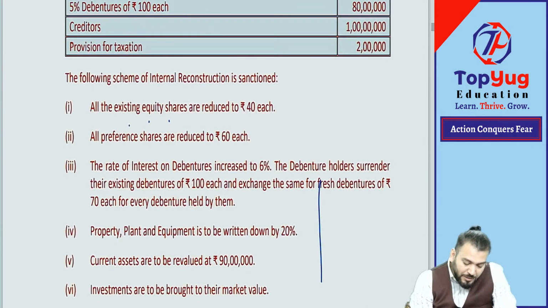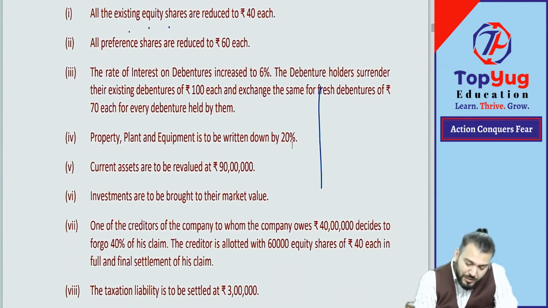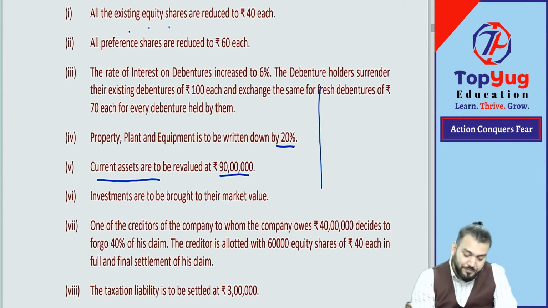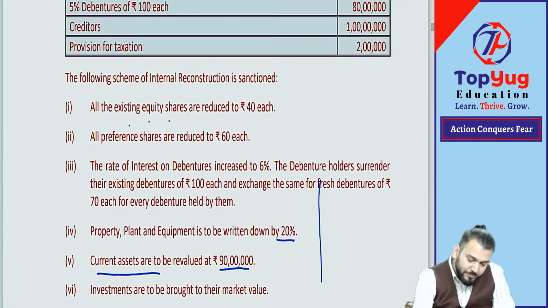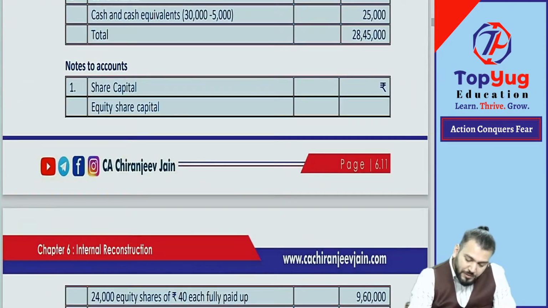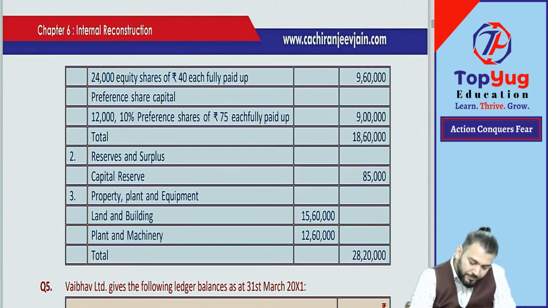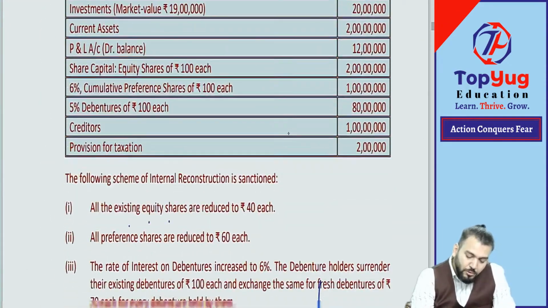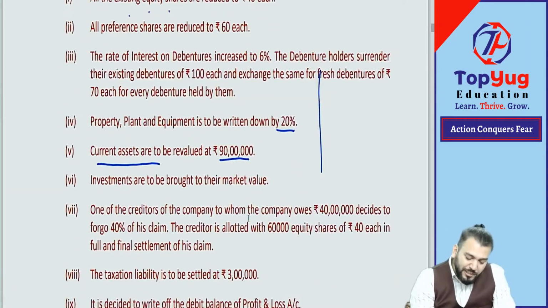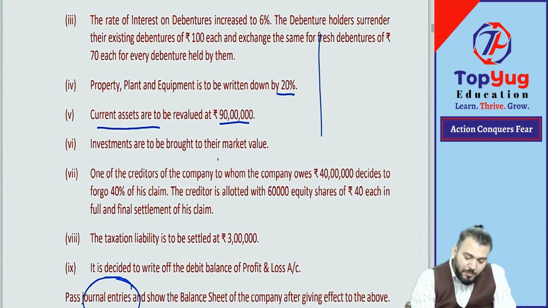Then coming to the next point, property, plant and equipment has to be written down by 20%. Okay. So all reduction of assets we will do together. Correct. Now, current assets have to be revalued at 90 lakh. So what was given for current assets? Let's check. What was the amount given? 2 crore. It is 2 crore. So it will also be reduced. Investments are to be brought to their market value. It will also be reduced.